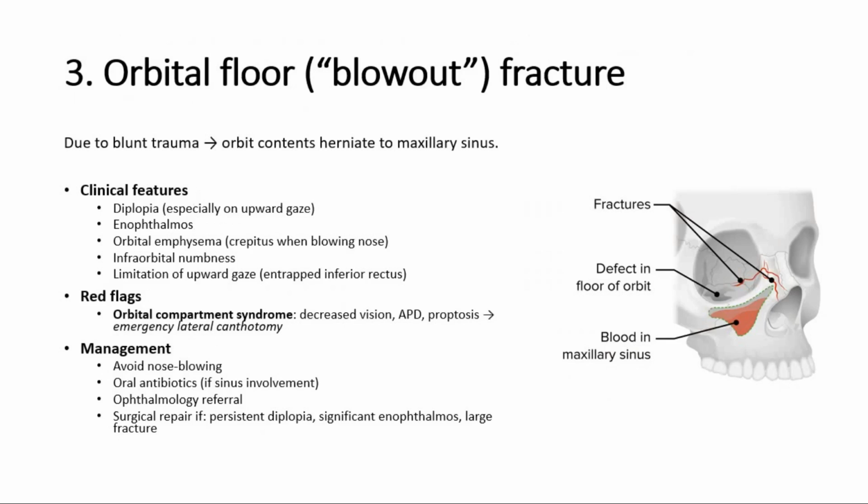This is caused by a sudden increase in intraorbital pressure, which forces the orbital contents into the maxillary sinus. Features are diplopia, especially on upward gaze, enophthalmos, infraorbital numbness, orbital emphysema, and limited upward gaze from inferior rectus entrapment. Emergency red flags such as orbital compartment syndrome should be suspected in decreased vision, pain, proptosis, and a tight globe. This requires an urgent lateral canthotomy.